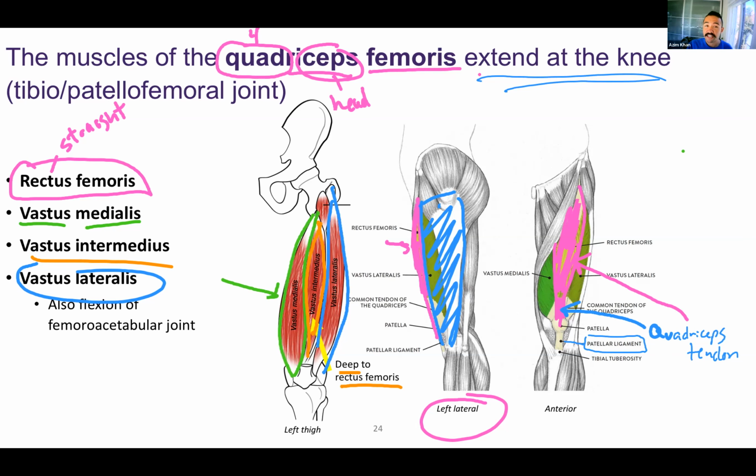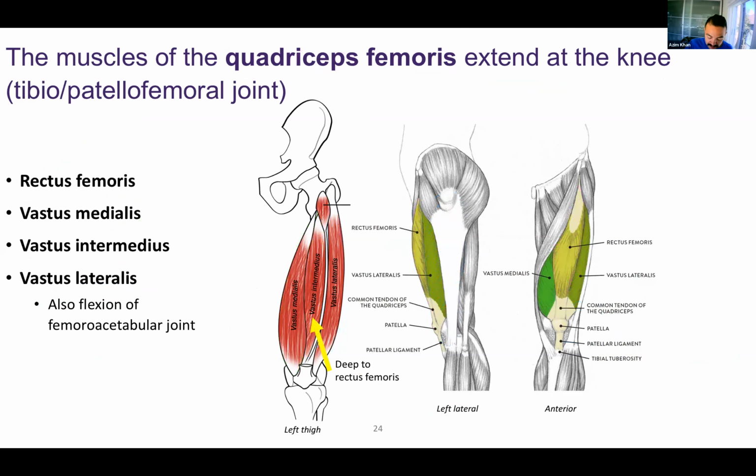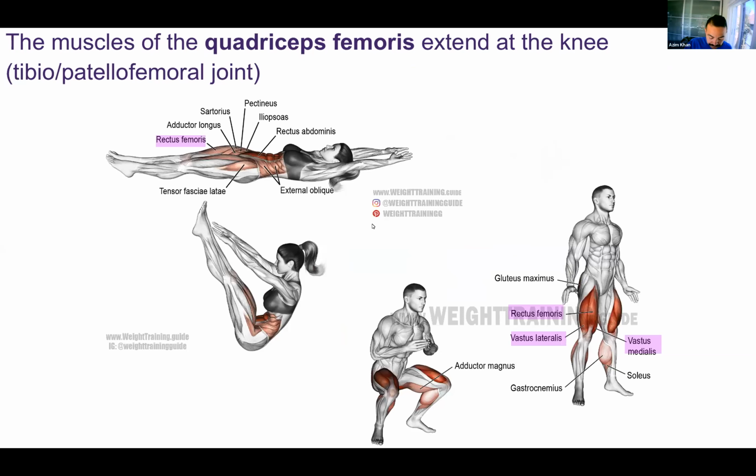In addition to extension of the knee, you can also use these muscles to flex the femoroacetabular joint. Let me show you what I mean by that. In doing this kind of ab exercise, you can use your abs, you can use your iliopsoas, because that causes flexion of the lumbar Z joints and flexion of the femoroacetabular joint. You will also use your rectus femoris and your quadriceps to do this motion. You start flat and end here. So it's not only for extension of the knee, of the tibiopatellofemoral joint, but also for flexion of the femoroacetabular joint.